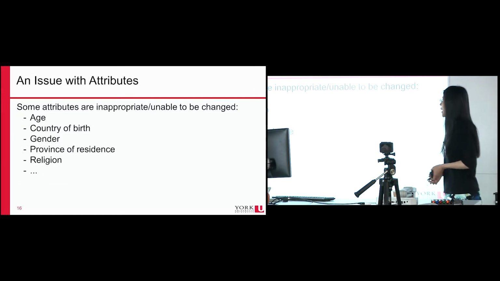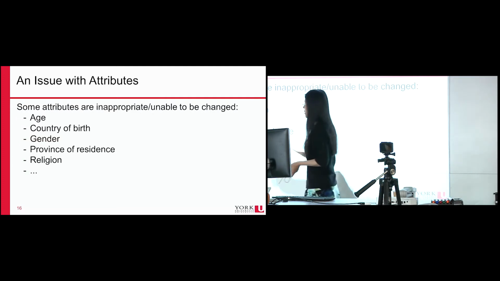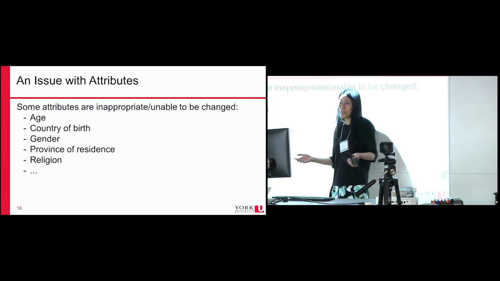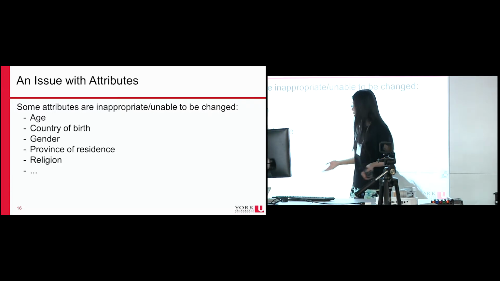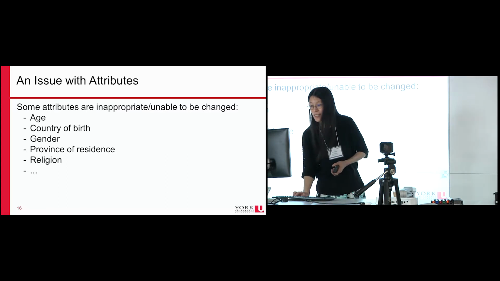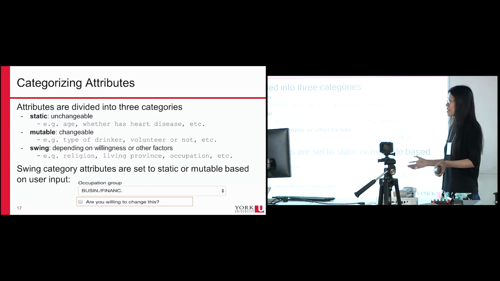Okay, so in making this recommendation system, there's an issue coming up. Not all attributes can be changed. For example, you cannot change the age of the user. You cannot change the country of birth, and it's hard to change gender. And the province of residence, not everybody is willing to change, right? And also religion, not everybody is willing to change it. So when we make recommendations, we have to consider such issues.